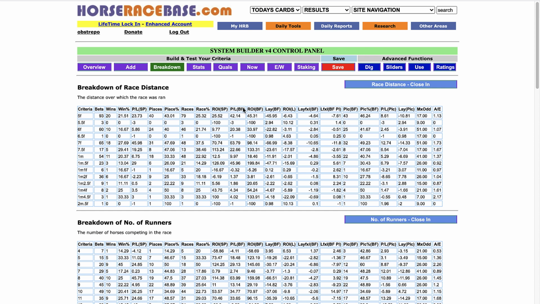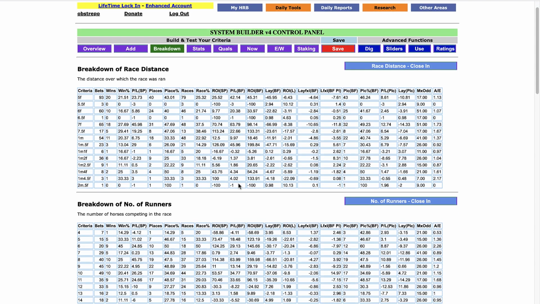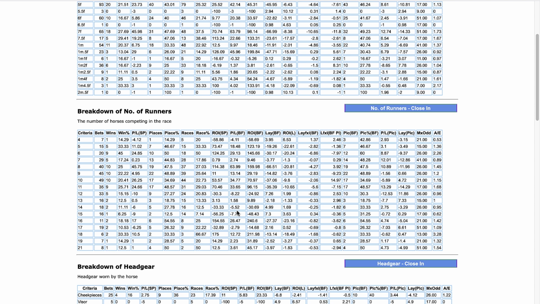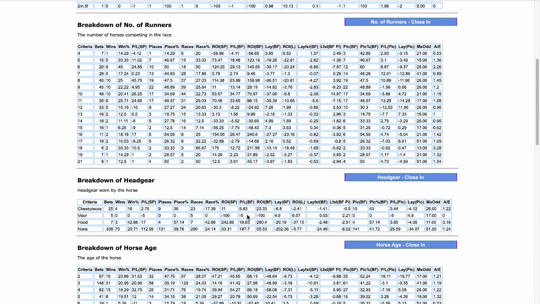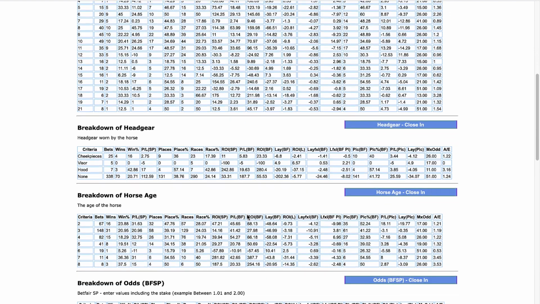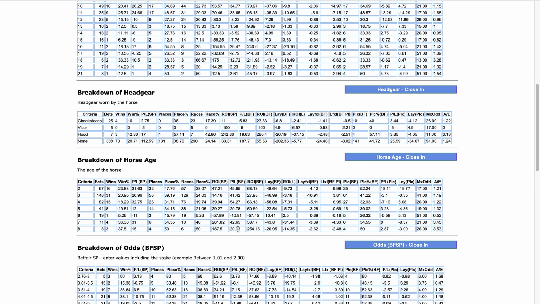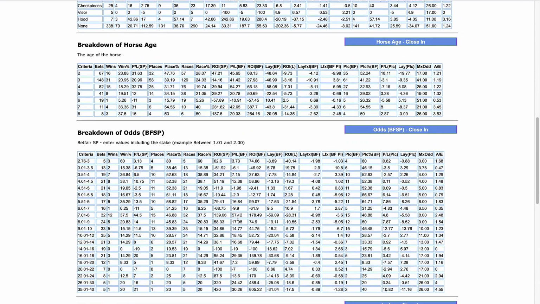Let's analyse the distance again. You can see that by eliminating the class, we now don't see any significant difference there on the distance. And likewise with the number of runners, it's much more profitable in the higher numbers to not worry about eliminating them because of the middle ones here. Headgear, we could eliminate those wearing a visor, but it's such a small sample, I'd be reluctant to do so. And the horse age, nothing significant there.